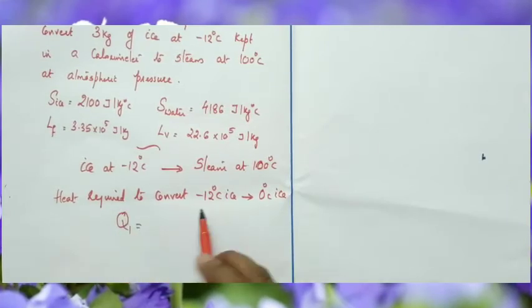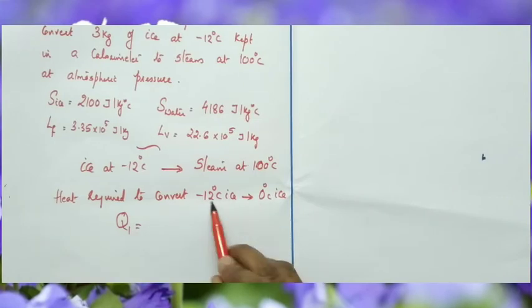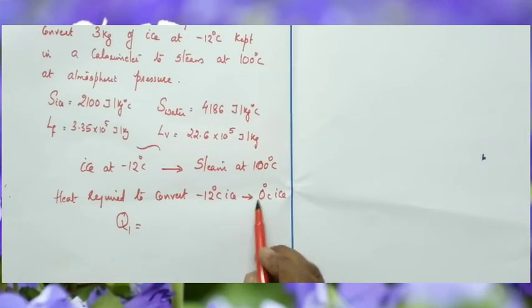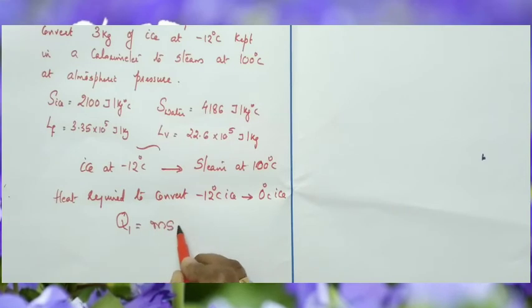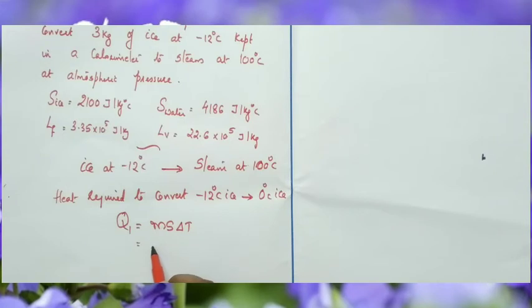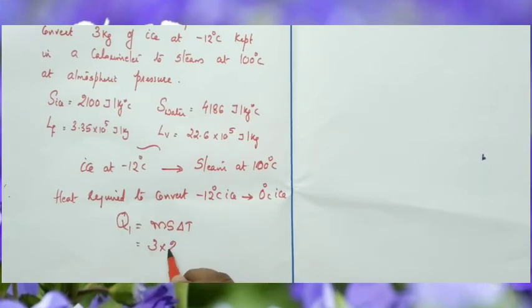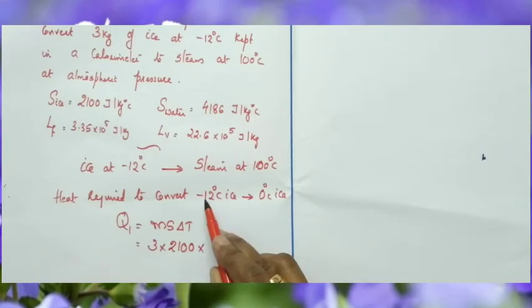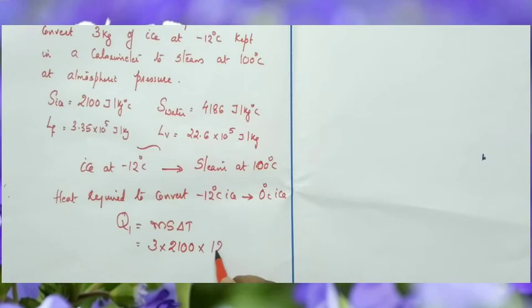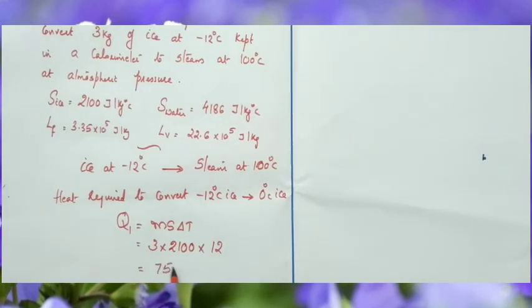Here there is change in temperature. If there is change in temperature, the formula for quantity of heat is m s delta T. Clear? So, it is equal to mass, which is 3 kilogram, into specific capacity of ice, which is 2100. What is the change in temperature? Minus 12 and 0. So, change in temperature is 12 degrees Celsius. So, the final answer is 75600 joules.